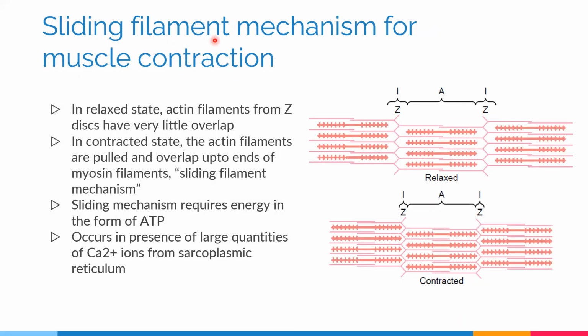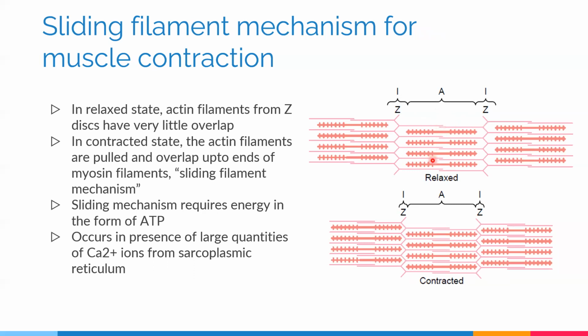Next, we move on to the sliding filament mechanism for muscle contraction. So exactly how does pulling the actin filament along help in muscle contraction? In the relaxed state, the actin filaments from the Z discs have very little overlap. So this is one Z disc, this is another Z disc, and this is the actin filament from the left one, this is the one from the right one. And as we can see, very little overlap is present there.